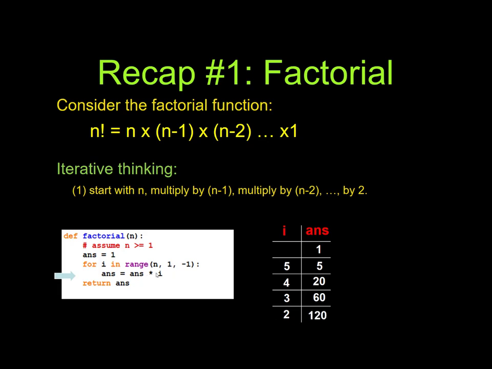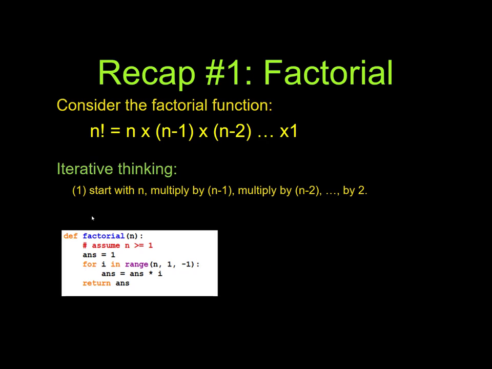Take 60 times 2 to give you 120. I is 2, so 2 is the last number that we can have because we have to stop before 1. So we have completed this loop and now we move on to the next statement and return the answer 120. In comparison to using the while loop solution, this solution is more succinct because the changing of the number is automatically done with the for loop.